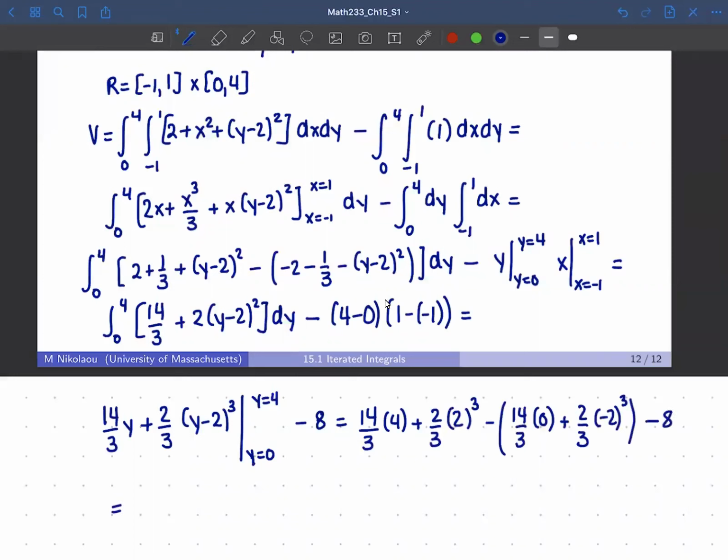So we'll get 56/3 from the first term, and then we have plus 16/3 from the second term, and we'll have another 16/3 from this term with a negative, and then we have minus 8. So that will give us in total 88/3 minus 8, which gives us 64/3.